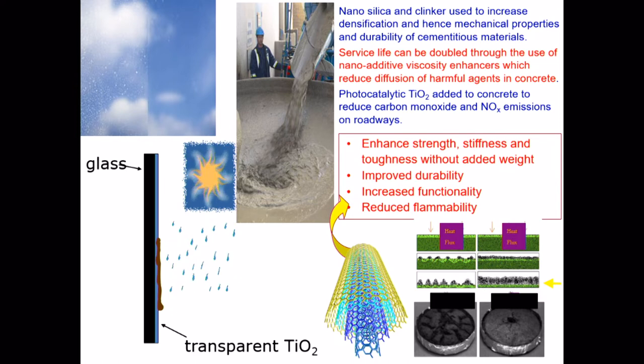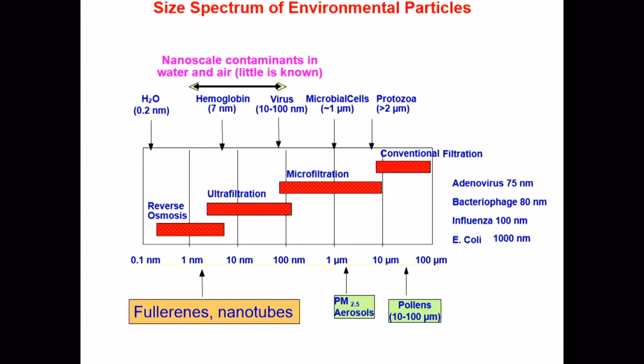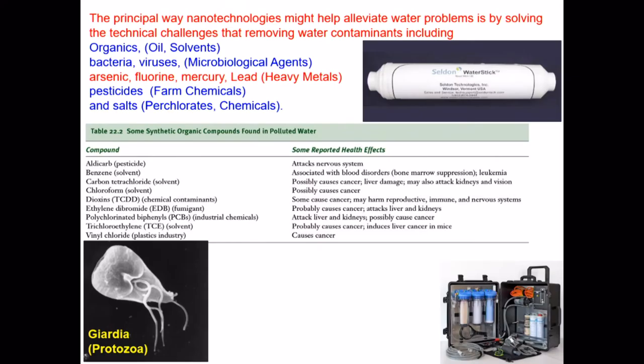Also, this TiO2, silica, and carbon nanotubes together, nanosilica, everything makes ultra high performing concretes in civil applications. With respect to environment, the same TiO2, silica, and other things. I will skip this review of literature and other things, right?